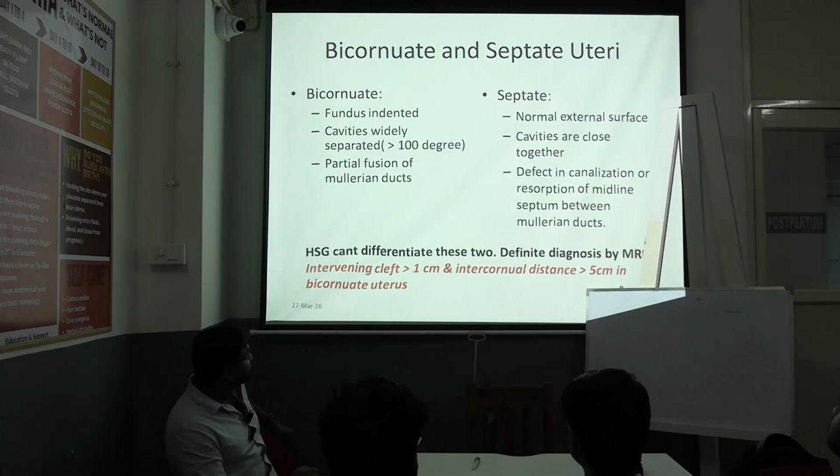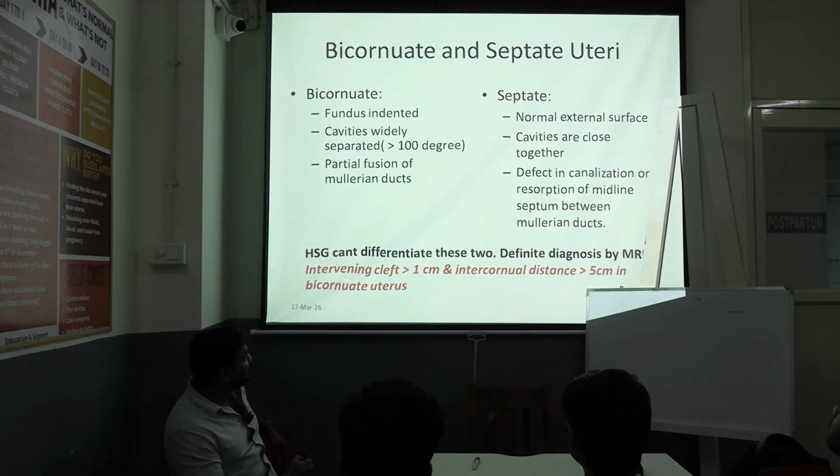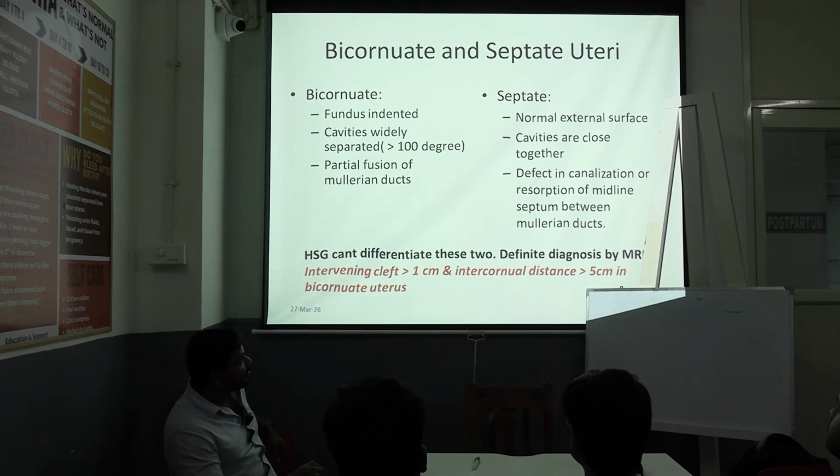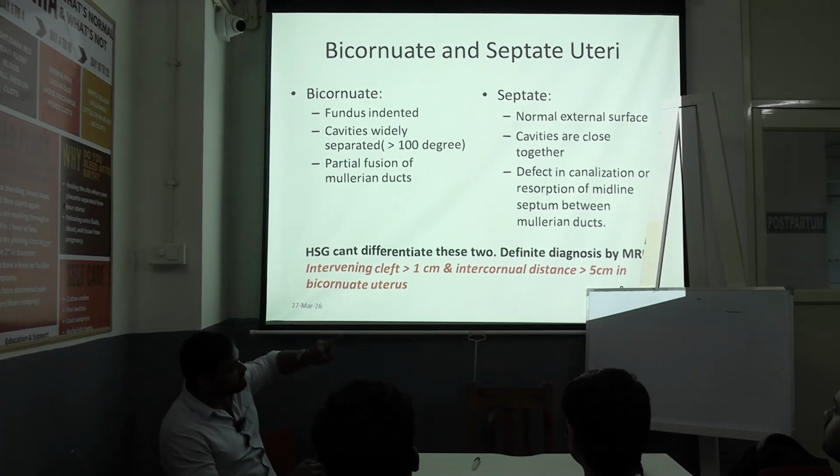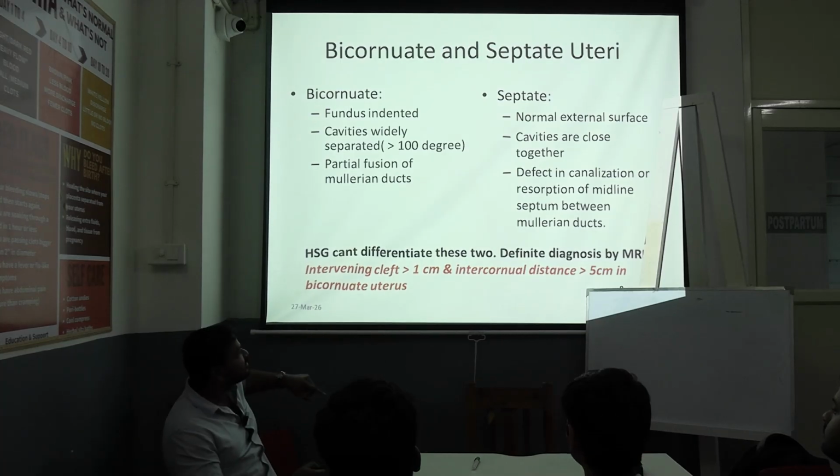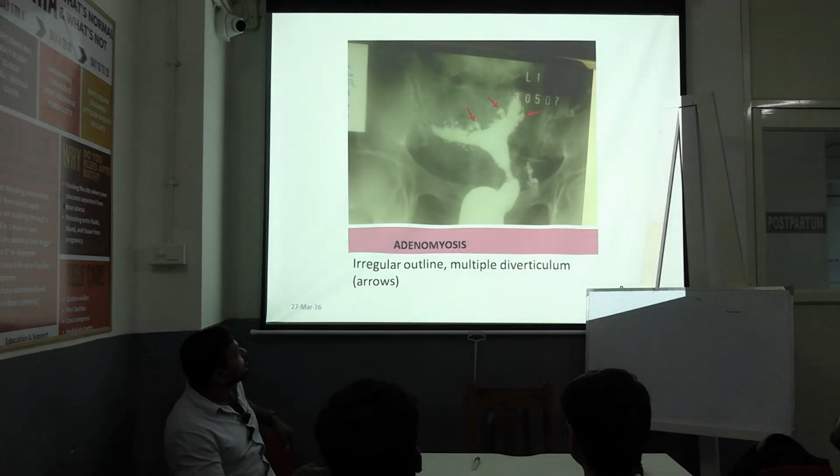In bicornuate uterus the intervening cleft is more than 1 centimeter, and the intercornual distance is more than 5 centimeter. Intercornual distance, if it is more than 5 centimeter, it is bicornuate uterus, okay.